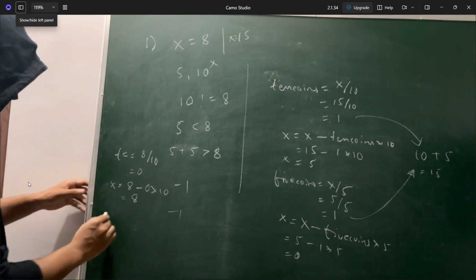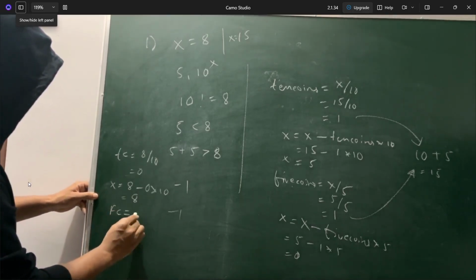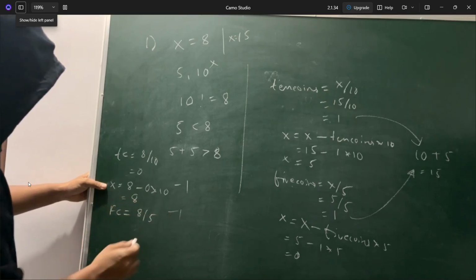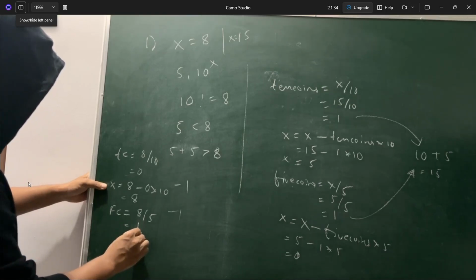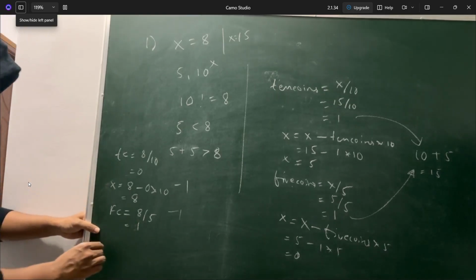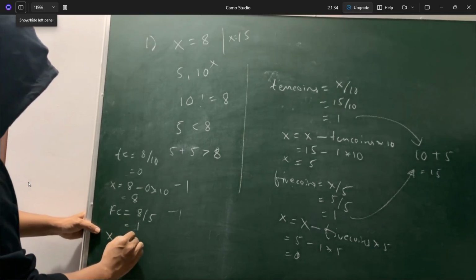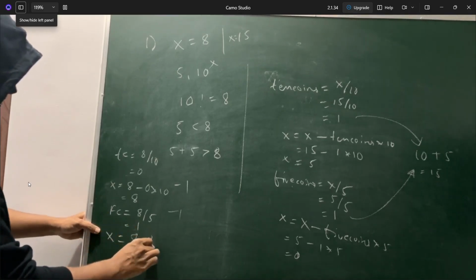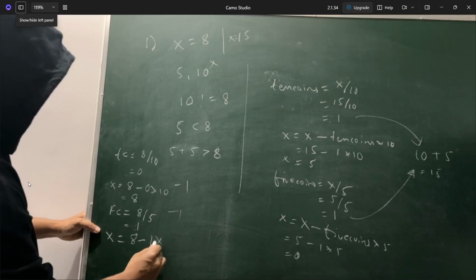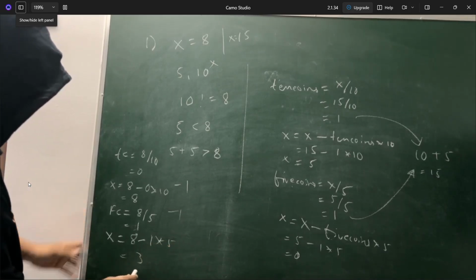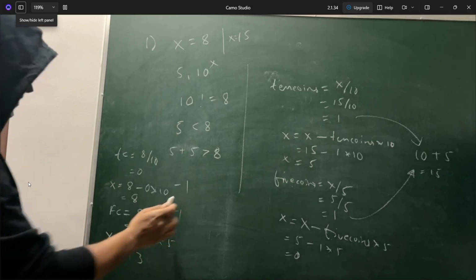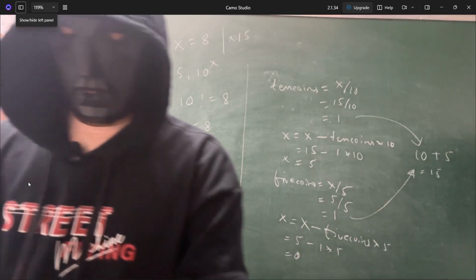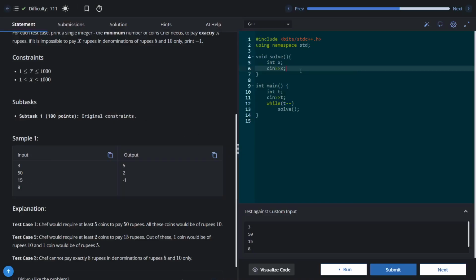So now 5 rupee coin I'll be taking. 5 rupee coin is fc, which will be x by 5, right? So it is again 1. So now your new x will be x minus, x was 8 initially, and 5 rupee coin is 1 from this formula, into 5. So this will give you 3. Since it is greater than 0, in this case we'll have to return -1. So I think you guys got to know how to solve this.